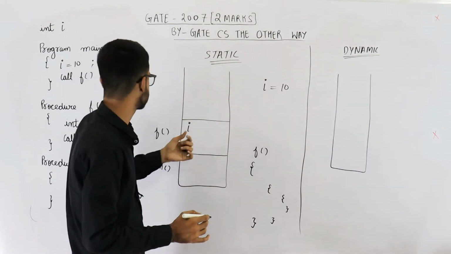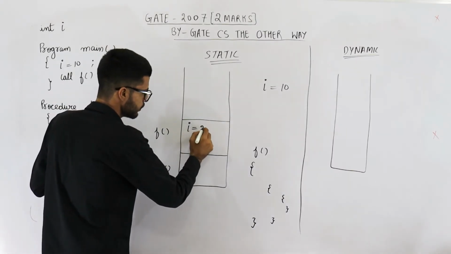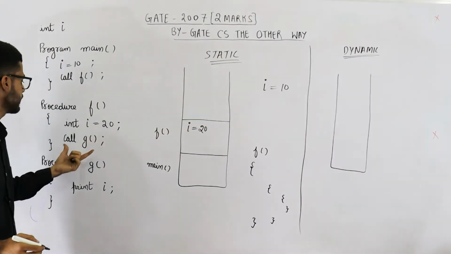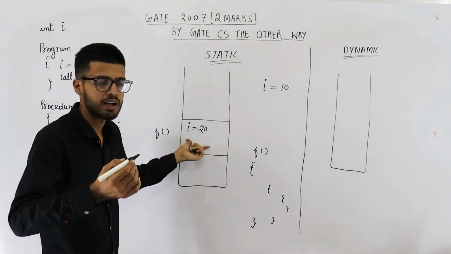So this I and this I, they are separate. Now it is declared, assign it a value 20 like this. Then the next line says call g. This function is now calling one more function.